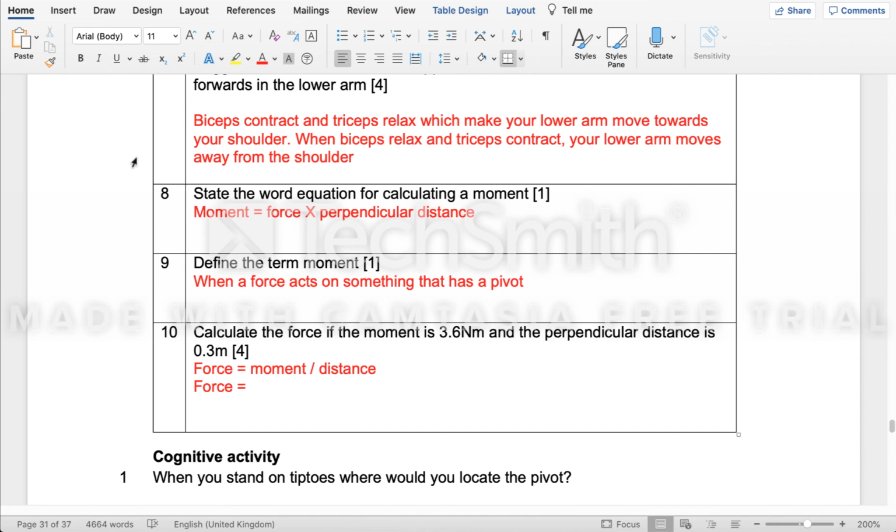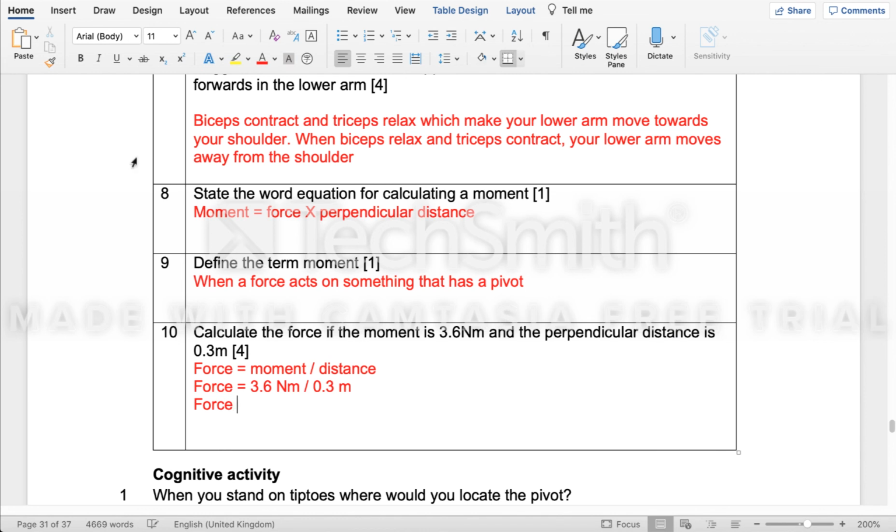So in this one, the moment is 3.6 Newton meters, and you divide that by 0.3 meters. Okay. And if you put that in a calculator, you're going to come up with 12, right? Now, the tricky thing is that your calculator doesn't know what you're solving for. It just knows the numbers, right? And so if you finish your question like this, you're not going to get full marks. The reason is because you don't have the units, and the units for force, as we know, is in newtons, and that's capital N.